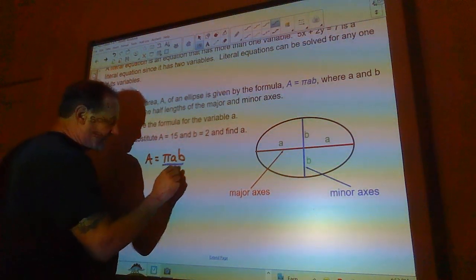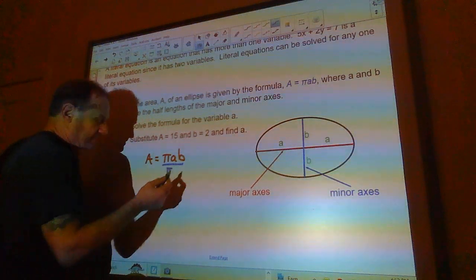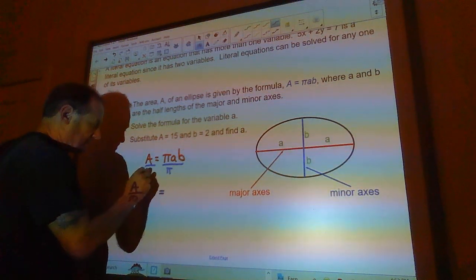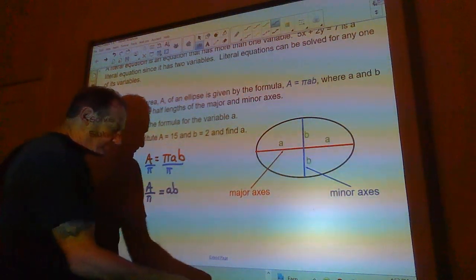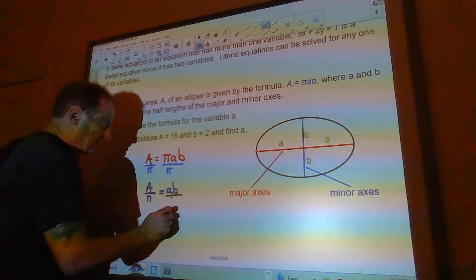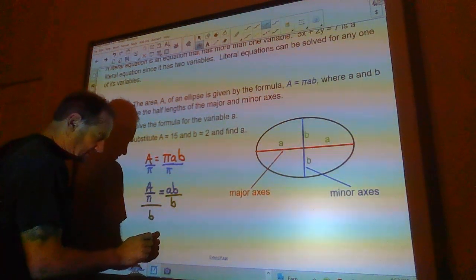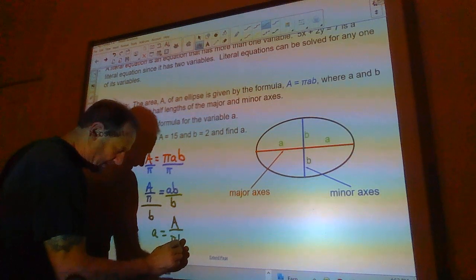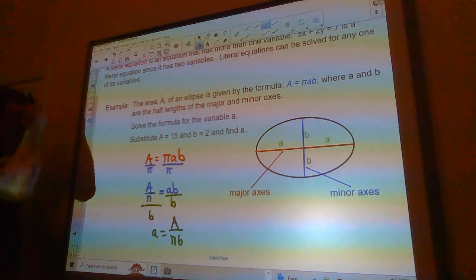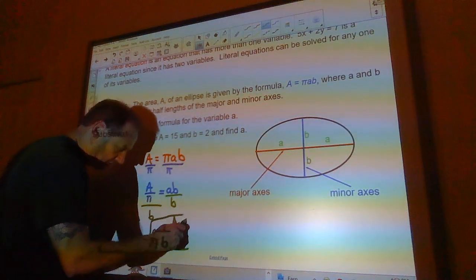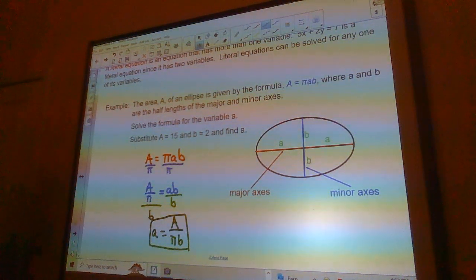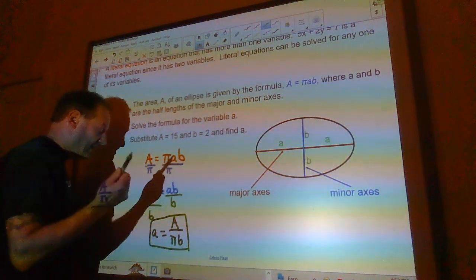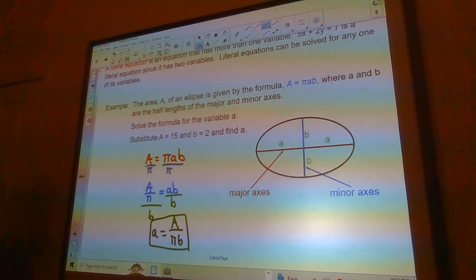This is all multiplication, so we're going to divide it out. We're going to divide by pi. You can do this in two steps if it's easier. Okay, that would give you A divided by pi would equal ab. And then you could divide it by b. Okay, and so you'd get little a would equal A over pi b. Okay, so there I've solved the equation for little a. Now you can do it at the same time. I mean, that's the way I would do it. If I was doing it, I would divide by both pi and b at the same time and save myself a step. Okay?